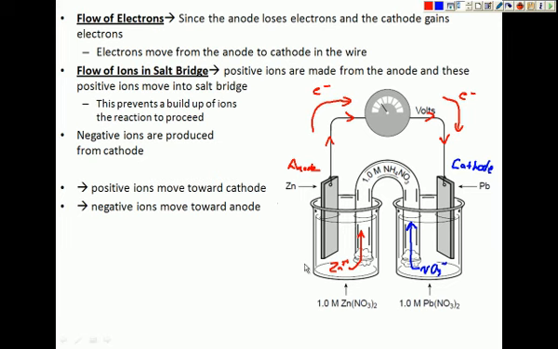This is how a reaction proceeds, by having this exchange of ions. The electrons moving through here is how we get the electricity.